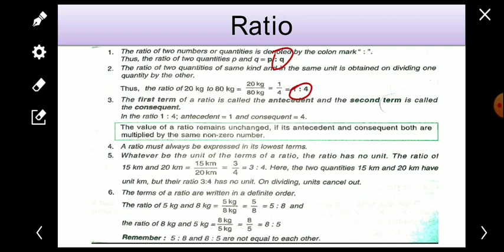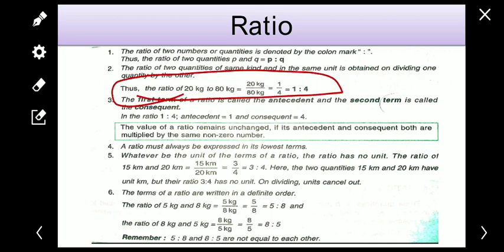So the ratio of two quantities p and q will be p is to q like this, and this is the colon mark. Now the ratio of two quantities of the same kind in the same unit is obtained on dividing one quantity by another, that we already know.